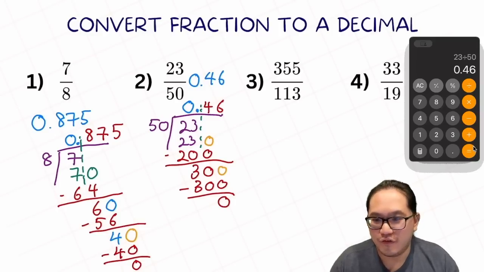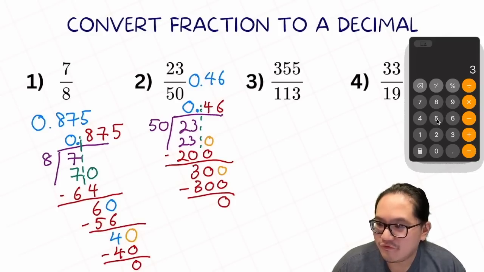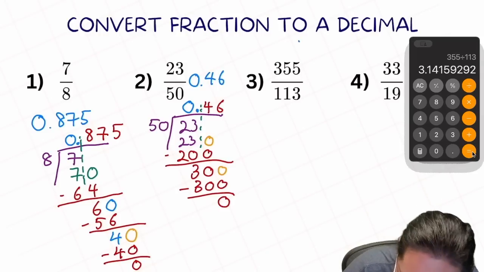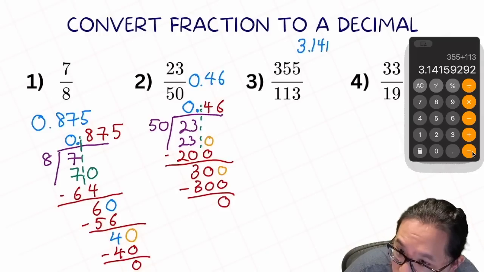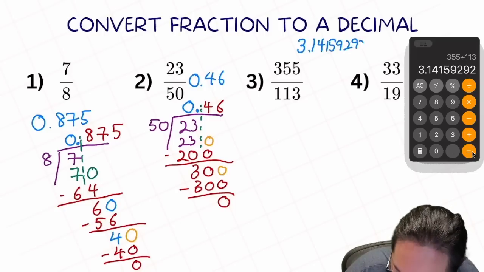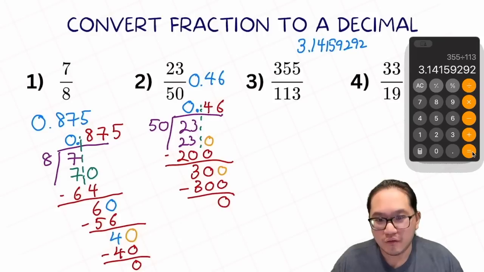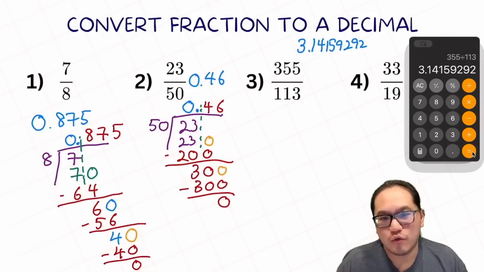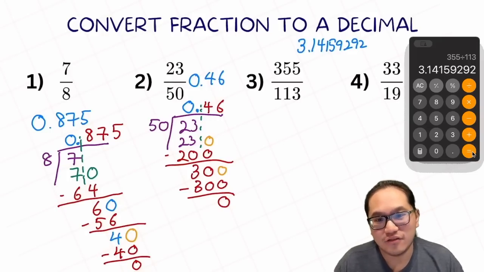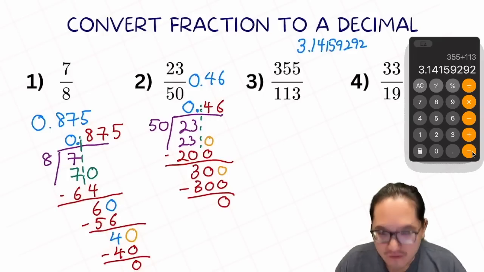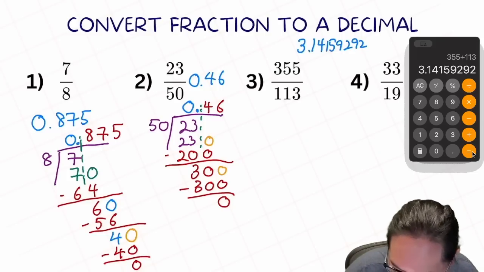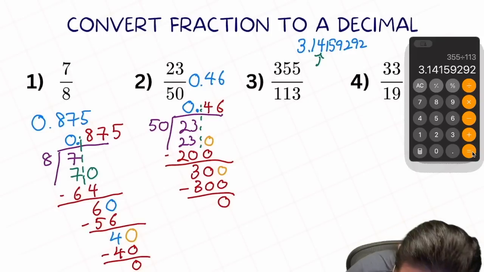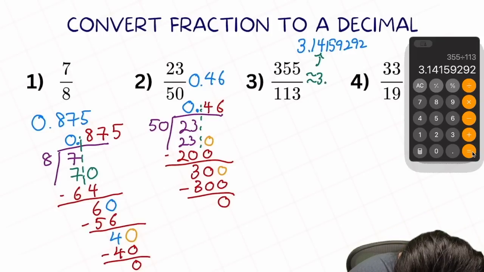Now let's do another tricky one. 355 over 113. So by using a calculator, 355 divided by 113 is equal to 3.1415992 and so on and so forth. So we know that this is going to be a long number. So in this case, it depends on what your question asks, what unit you need to round to, then you can round up your answer. So for this, we're going to round it, let's say, to the hundredths right here. So we're going to round this close to 3.14.